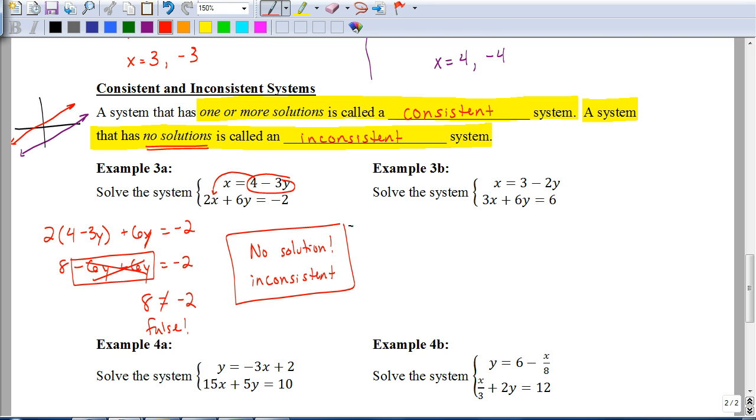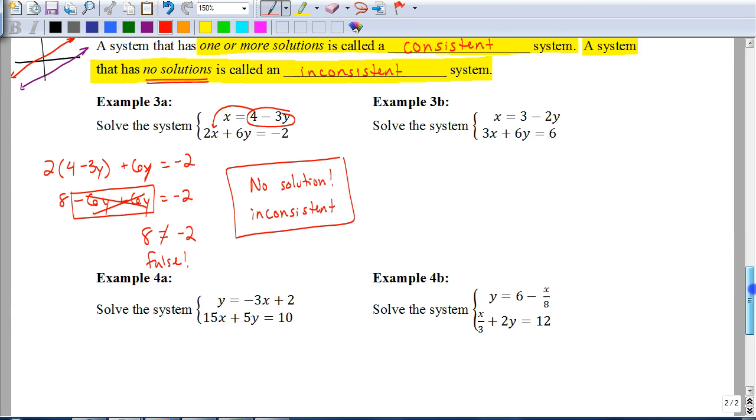Now, if we were to graph these, because look at these, both of these are linear. This is x equals 4 minus 3y. That would be a linear equation. 2x plus 6y equals negative 2. That's a linear equation. So these would be two like the ones I have up here. If we were to graph these, they would be parallel to each other.